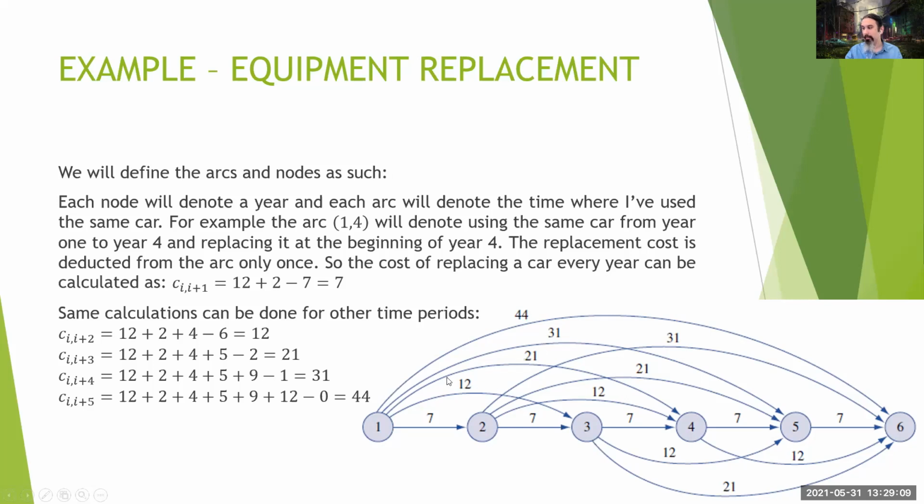So 1 to 5 is 31, 2 to 6 is 31. And lastly, for 5 years, it's 44, 1 to 6 is 44. So let's try to find a solution once again.